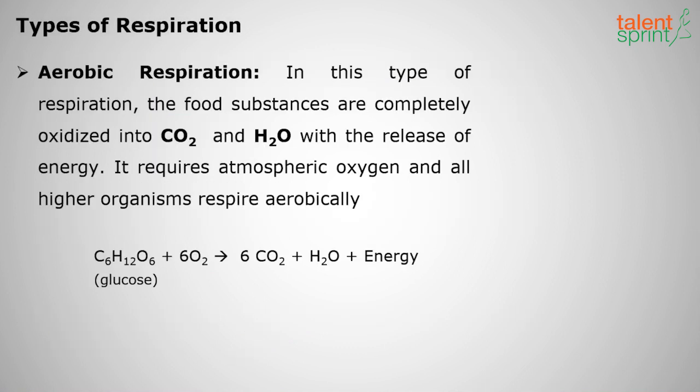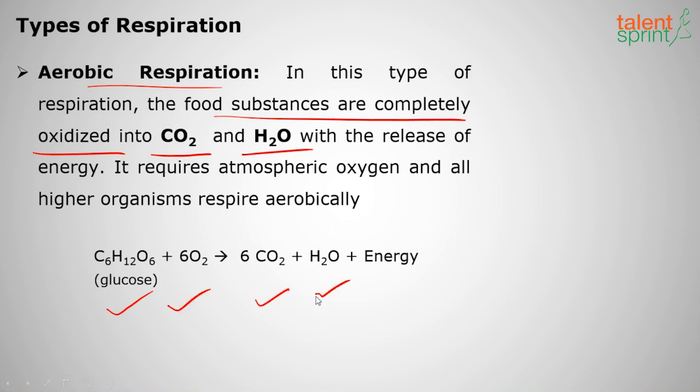Next, types of respiration. Aerobic respiration. We have two types of respiration, that is aerobic and anaerobic. If respiration takes place in the presence of oxygen, that is aerobic. If the presence of oxygen is not there, it is called anaerobic respiration. In aerobic respiration, the food substances are completely oxidized into CO2 and H2O. So we have got the glucose from photosynthesis. Using oxygen, it is converted into carbon dioxide and water, and energy is released. This energy is required for different cells of an organism.